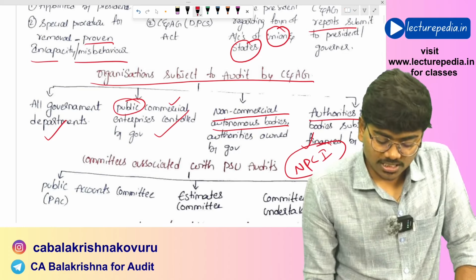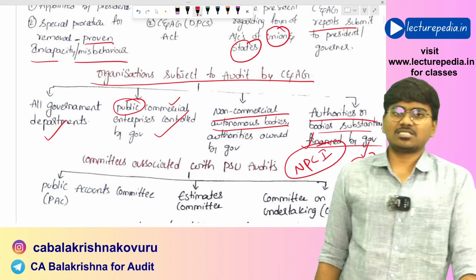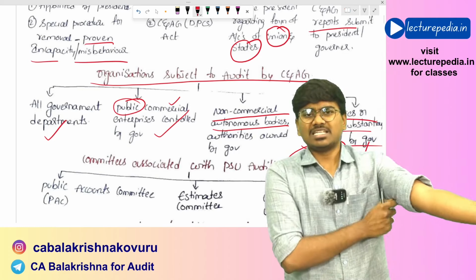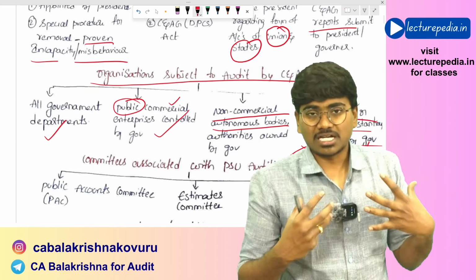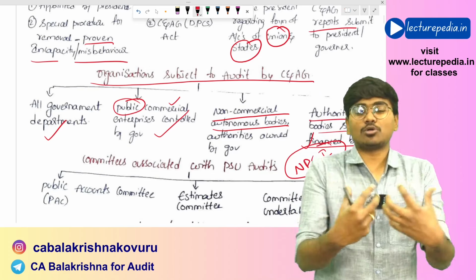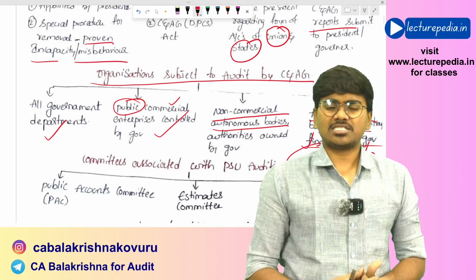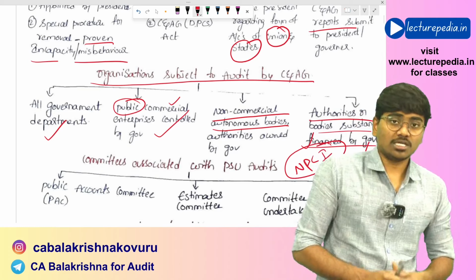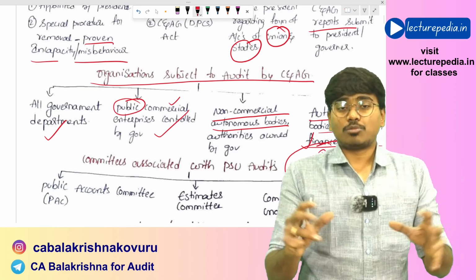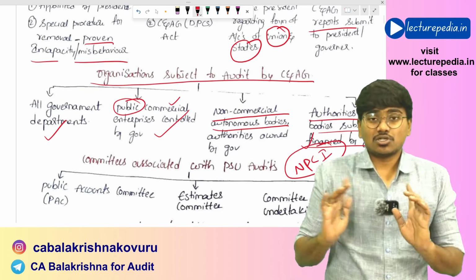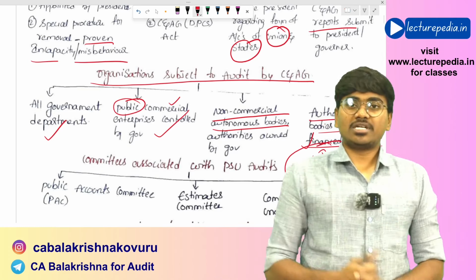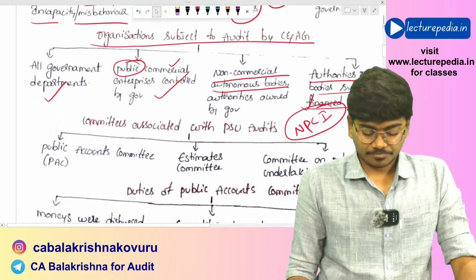And authorities or bodies substantially financed by government. Okay, if any authority or body has been substantially financed by the government, the government has given a substantial amount of money to that organization or authority or body, even such an authority or body will be audited by C&AG. So these are the enterprises which will be audited by C&AG.